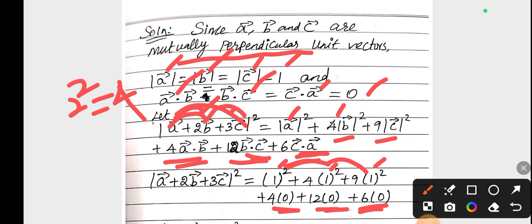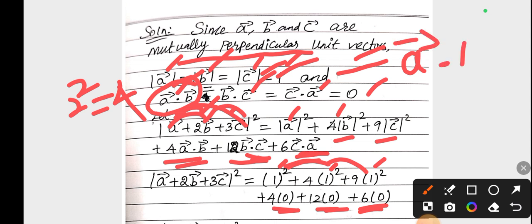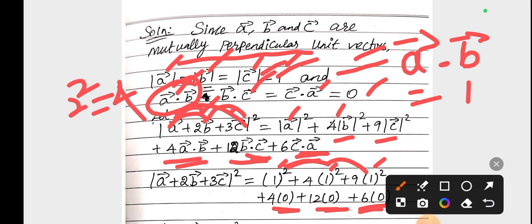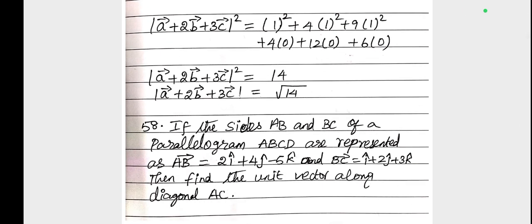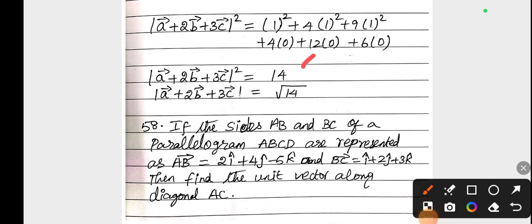So understood? Since all the three are mutually perpendicular unit vectors, each magnitude equals 1. Normally for two perpendicular vectors, A dot B is 0. Here, mutually perpendicular, so A dot B is 0, B dot C is 0, C dot A is 0. So we are getting magnitude of A plus 2B plus 3C whole square is 14, and the magnitude of A vector plus 2B vector plus 3C vector equals root over 14.